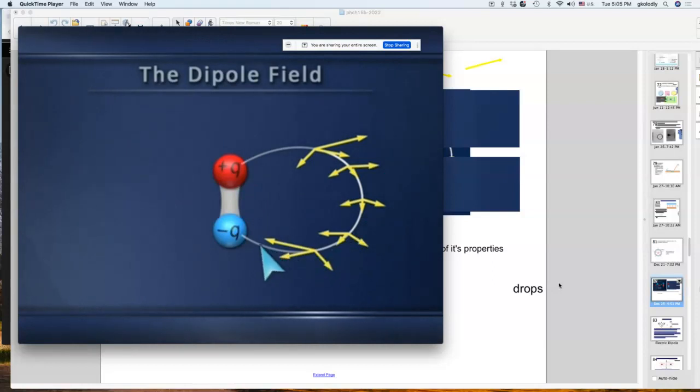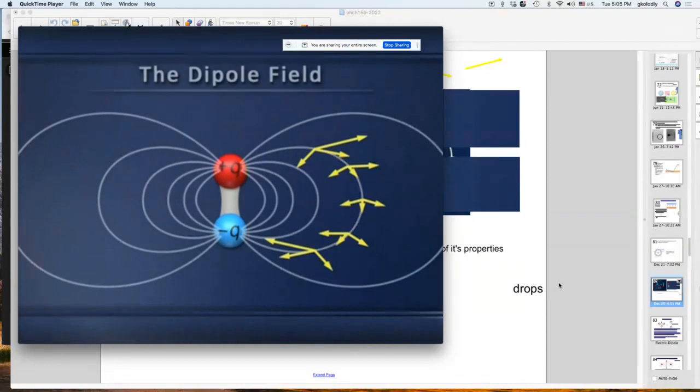That's what the field pattern of a dipole looks like. That's only one field line. There are infinitely many field lines. They're all over the place. And so I'm going to draw a few more just to give you a sense of what the dipole field looks like. So there's the dipole's field.